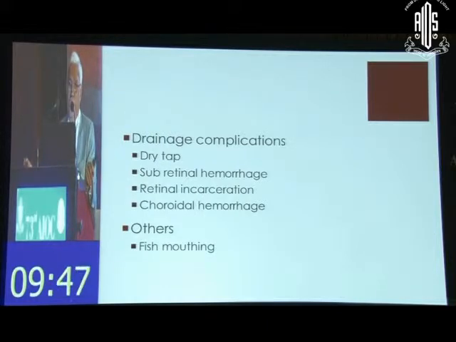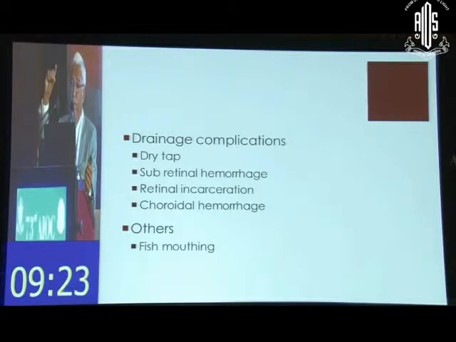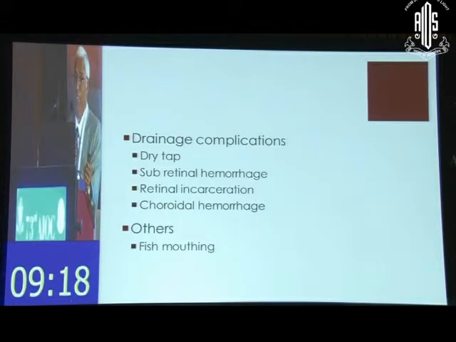Drainage complications: you may drain at the wrong site, you may get a dry tap. There could be bleeding into subretinal space, which is not an uncommon complication. Retinal incarceration, choroidal hemorrhage, etc. But the most common complication is fish mouthing, in which a large retinal tear, like a tractional tear, tends to open up like a fish mouth and tends to cause continued leakage and recurrence of detachment, although the break is physically placed over the buckle. When you see it during surgery, you can correct it by injecting a bubble of gas, or in the worst case scenario, you can do a vitrectomy.